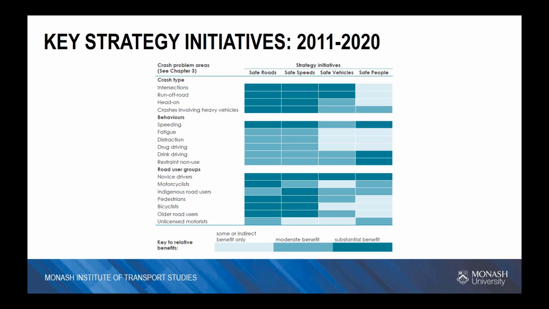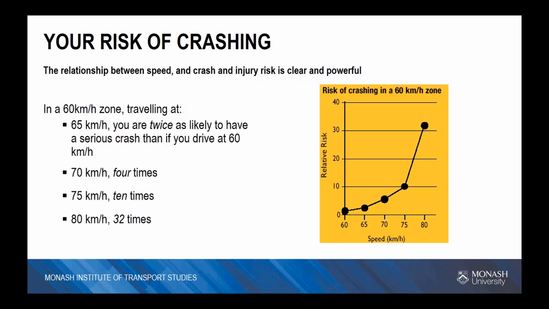In the following slides, we're going to discuss each component of the SAFE system in a little bit more detail, starting with a look at speed. One of the most fundamental determinants of both the risk of injury in a collision and your chance of being involved in a collision is vehicle speed.